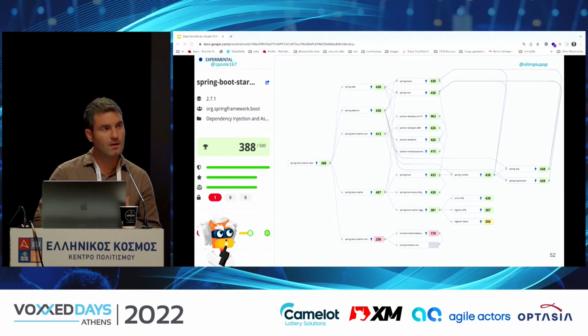500 is the top score that we can reach, and based on that we can see under the hood how many dependencies are here. So it's like an iceberg. We see just a bit of it, but under the surface there are a lot of other moving parts.